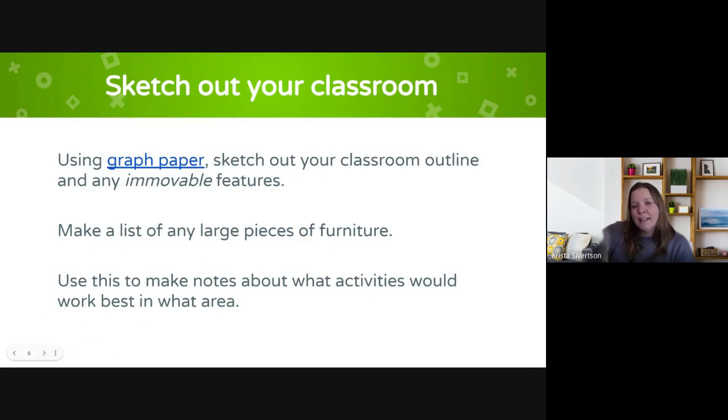So I'd like you to take some time to sketch out what your classroom looks like. And I included some graph paper in our meeting link. So you can use any graph paper or search for one online, and just sketch out what your classroom outline looks like and any immovable features that you have, as well as making a list of any large pieces of furniture that you want to continue using. And as we go along, you're going to use this to make notes about what kind of activities would work best in what area in your room.